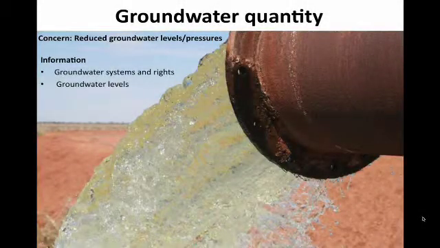So now we'll have a look at groundwater quantity, and the concern here is reduced pressures or access. The information that we've got around quantity is the systems and their rights, and then the levels and behaviour. So I'll go through those one at a time.